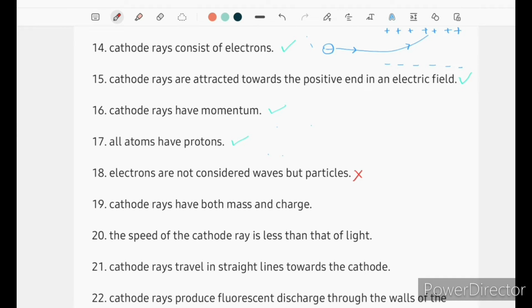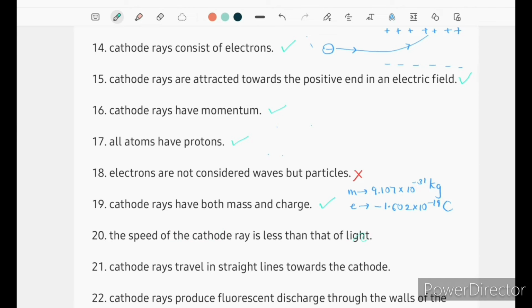Incorrect. Electrons are considered as both waves and particles at the same time. 19. Cathode rays have both mass and charge. It is correct. Mass is 9.107 × 10^-31 kilograms. Charge is -1.602 × 10^-19 coulomb.